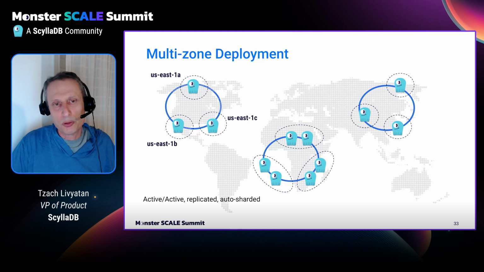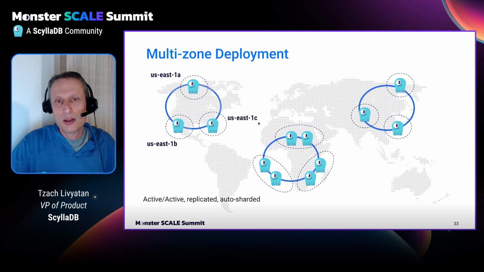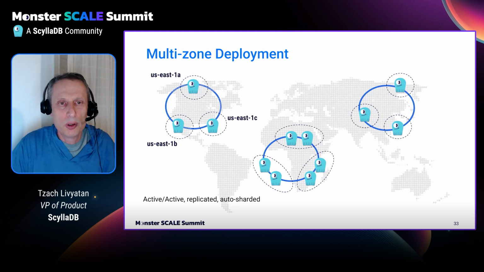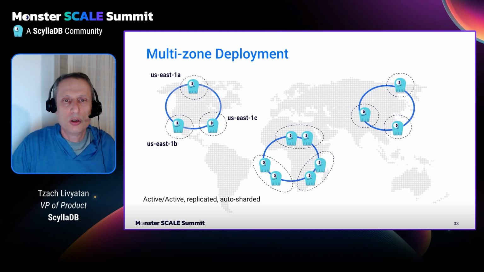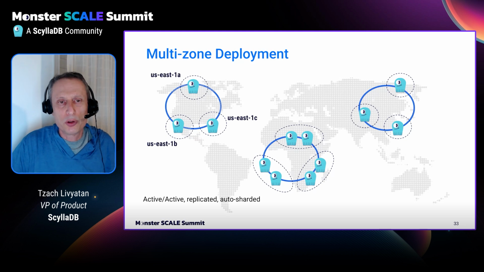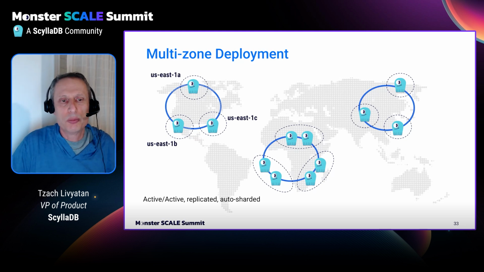If there is a problem in one zone, for example US East 1C, the rest of the data center can continue to work as is because you still have a quorum. But the downside is that you do pay not just for the communication between the data centers, you also pay for the communication inside a region between the zones. Because as you might know, AWS and other cloud providers charge for that.